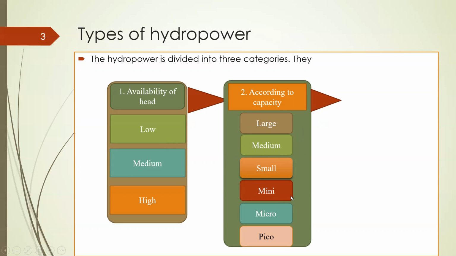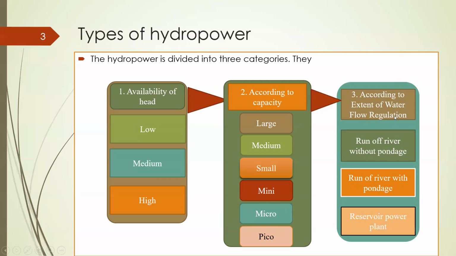Mini hydropower. Mini hydropower has capacity of 100 kilowatt to 1 megawatt, and it is usually feeding a stand-alone scheme. Micro hydropower. It has capacity which varies from 5 kilowatt to 100 kilowatt, and it provides power for a small community or rural industry in a remote area. Pico. Pico is a hydropower whose capacity is less than 5 kilowatt, and it is required only for a small community capacity.